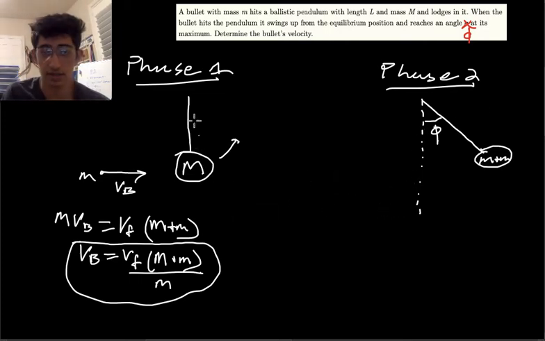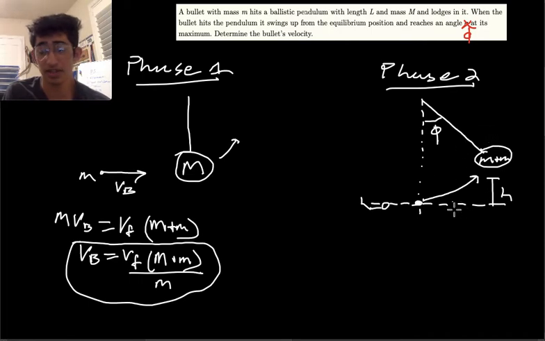We know that in phase 1, it is at a height 0. We're going to say that is h equals 0. This is where it was before. Now, it's swung upwards, so it gained some height h.